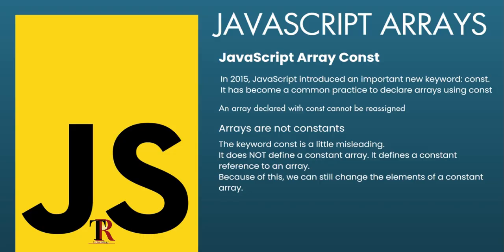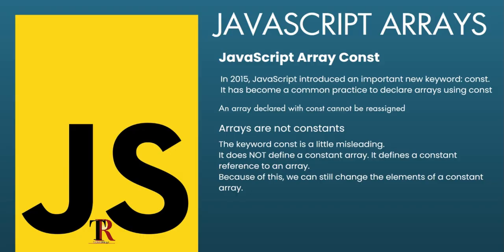Now, you still have to be very careful with your understanding of the const keyword, because arrays are not constant. So when you see an array declared with const, it does not mean that the array is constant. The elements of such an array can be changed. So the keyword can sometimes be a little misleading. It does not define a constant array.